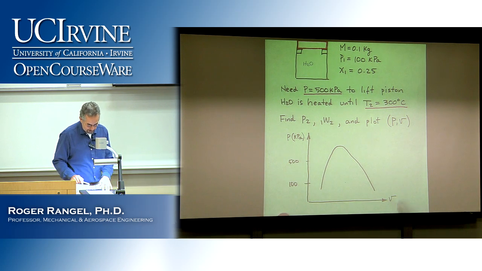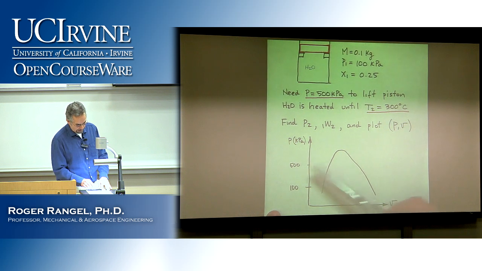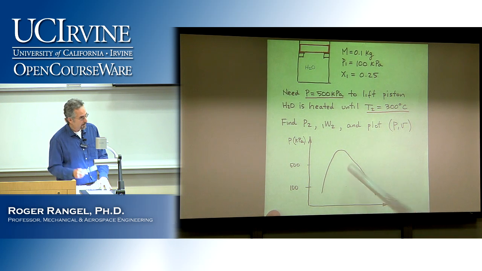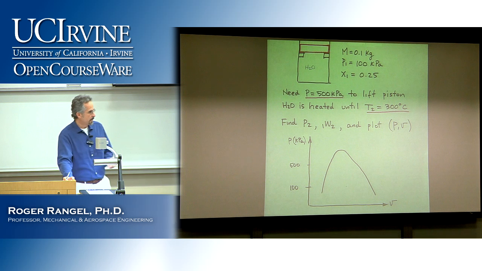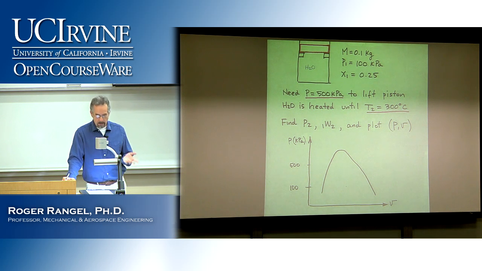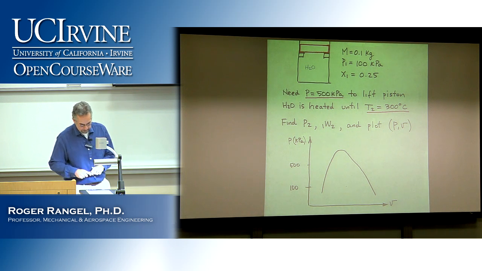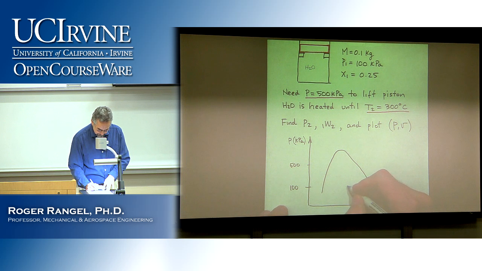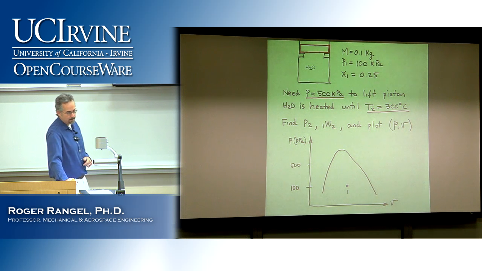Pressure versus specific volume. And then I put two data points here, the 100 kilopascals, which is my initial pressure, and the 500 kilopascals that are needed to lift the piston. And the first thing that I should do, of course, is locate in this diagram my initial state. All right, so it is obvious that we're inside the dome. Let's say it's 25% quality. Let's say I put it right here. Let's say that's 1. That's my initial state.